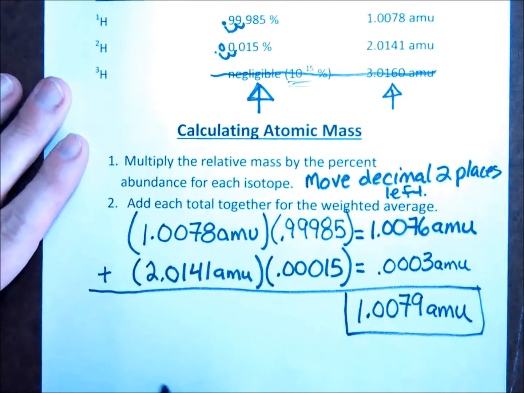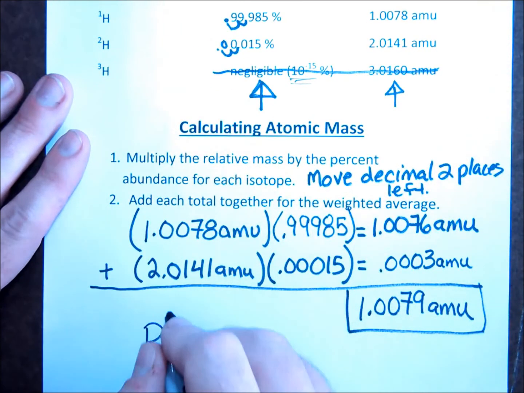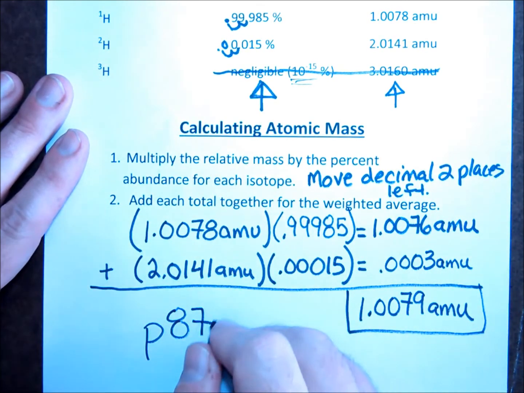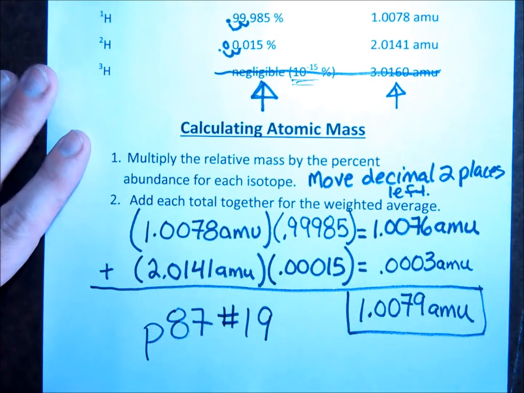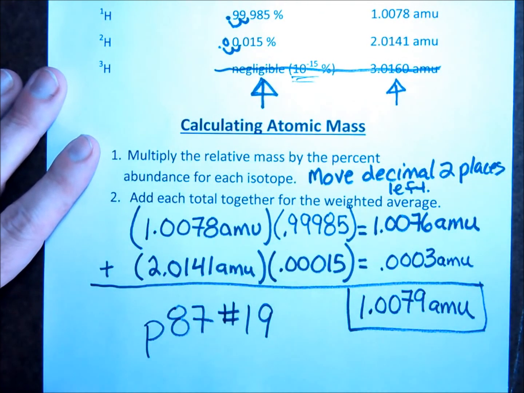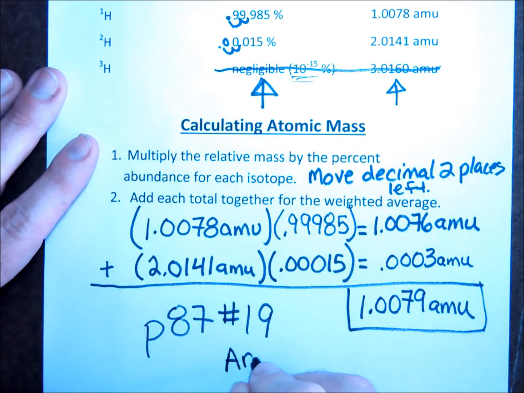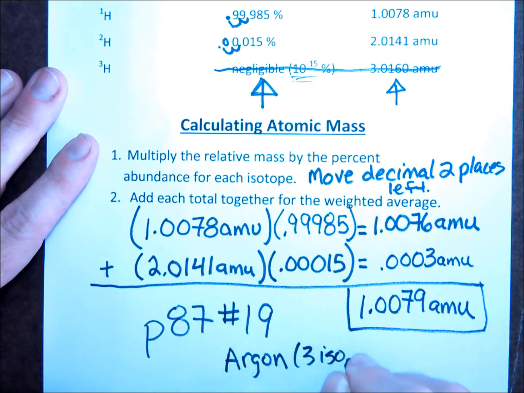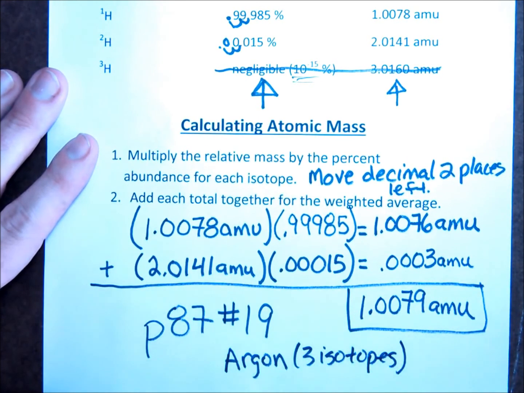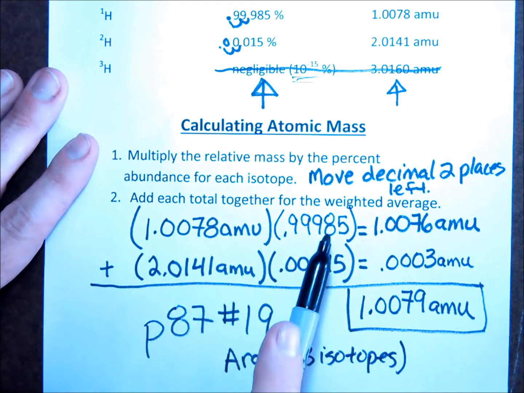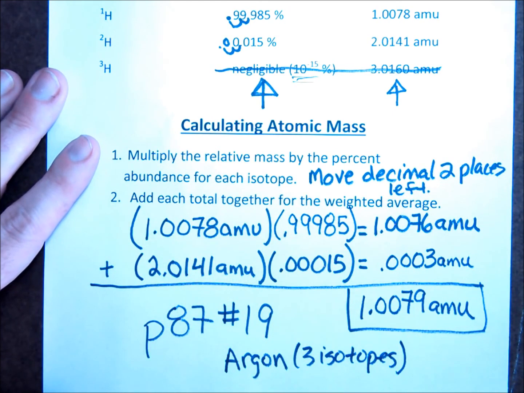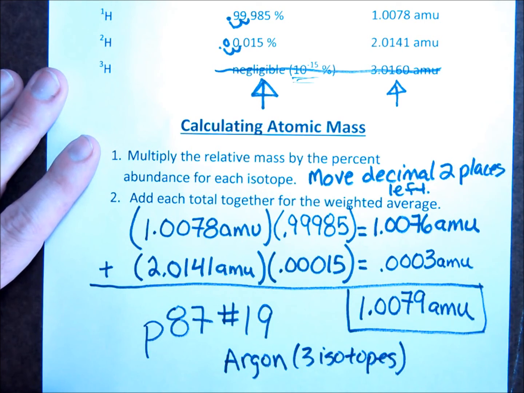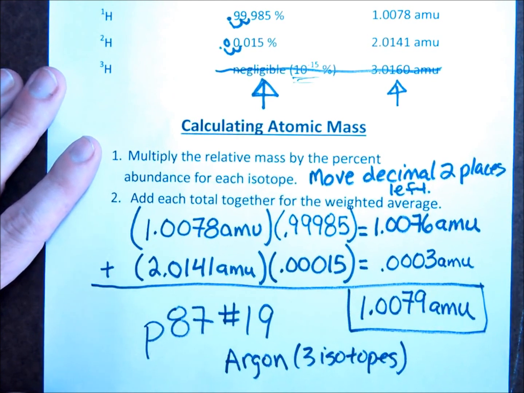Now what I want you to do to practice is do, from your honors textbook, page 87, number 19. And what you're going to be practicing there is you're going to calculate the atomic mass of argon. There are 3 isotopes of argon that you will end up multiplying the relative mass times the percent abundance of each, and then you'll add all 3 of your numbers together. Okay. Watch this video as many times as you need to help you work through that problem on page 87, number 19. And good luck.